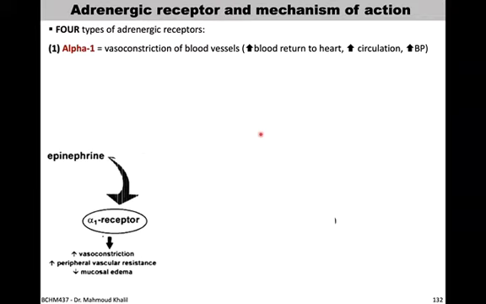So let's see now the adrenergic receptors and the mechanism of action. Now we have the hormones coming from the adrenal medulla, and they need a receptor to interact with and convey the signal to the target organ or target cell. Basically, there are 4 types of adrenergic receptors. The first one is the alpha-1 receptor. When epinephrine binds to the alpha-1 receptor, you can see that it increases the blood return to the heart, increases circulation generally, and increases blood pressure by increasing vasoconstriction and peripheral vascular resistance, and it decreases mucosal edema.